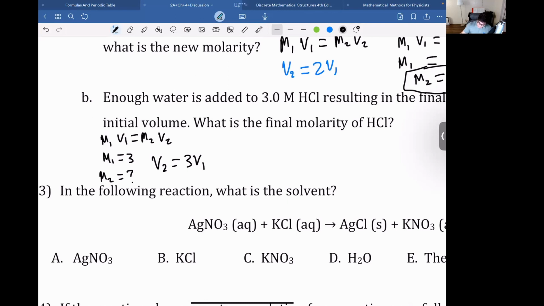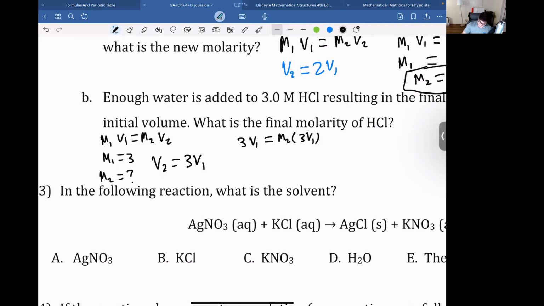So we have all these numbers, and we're just going to plug them in. So 3 times V1 is equal to, and you could also put 1/3 V2, that's equivalent, M2 times 3V1. Notice how I substituted V2 in for 3V1 in the equation. You could do it the other way, it doesn't matter. You could do V1 equal to 1/3 V2, it won't change the math at all.